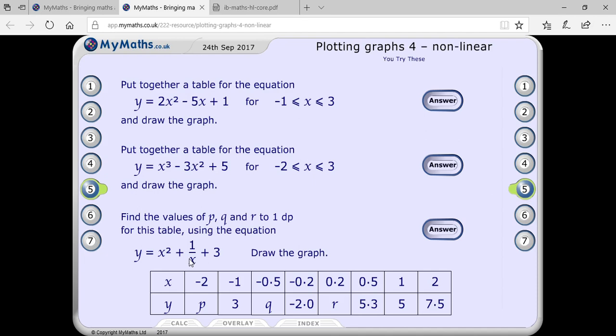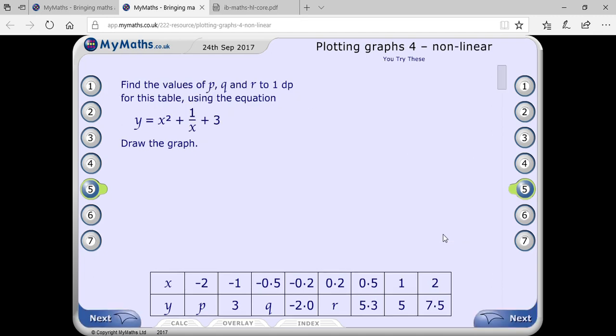And minus 1 by 2, yes, 3.5. Minus 1.5? Okay, I think you are right. But why are you saying minus 1.5? It will be minus 0.5. The value of P, Q, R, they are saying, is 6.5.